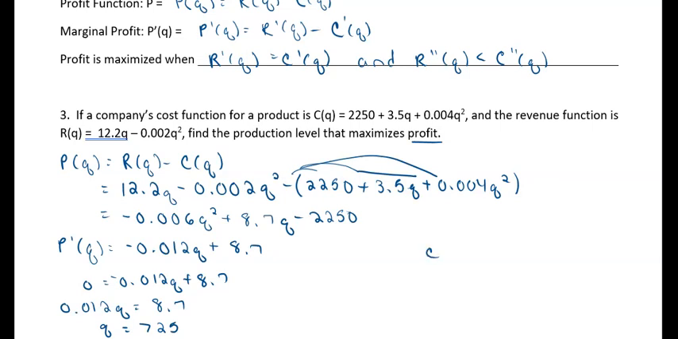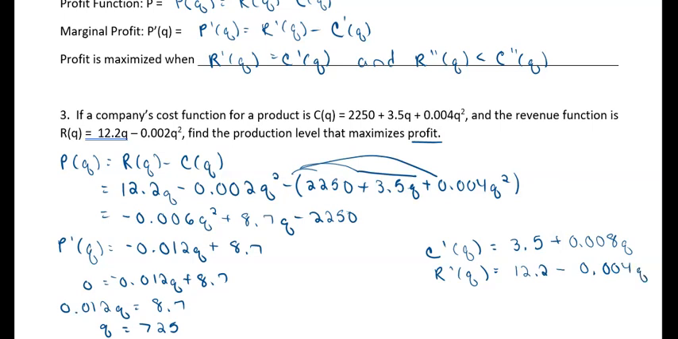So let's put it back in. So C prime of Q equals, well, we didn't figure that part out yet. Here's our C of Q. So C prime of Q looks like it's going to be 3.5 plus 0.008 Q, and our R prime of Q looks like we will have 12.2 minus 0.004 Q. So let's check this.